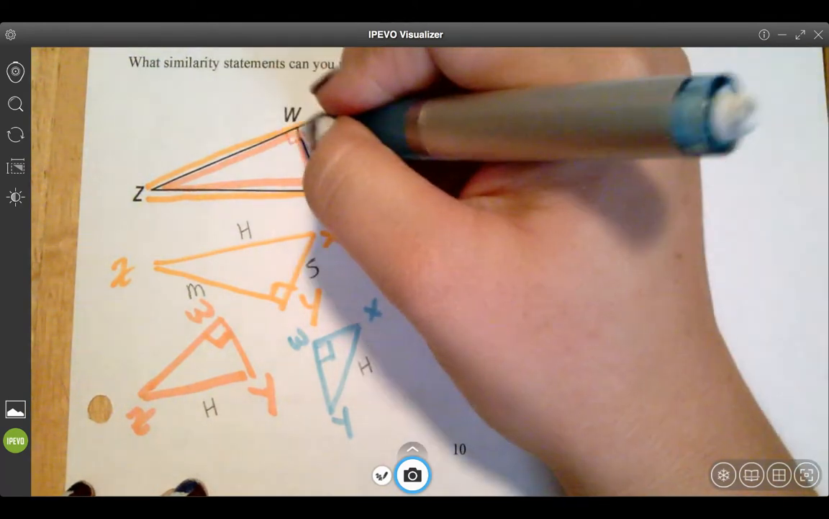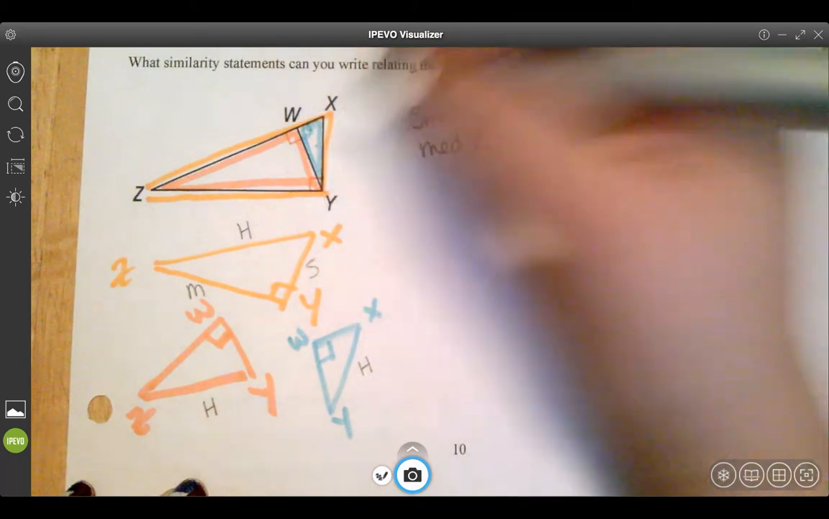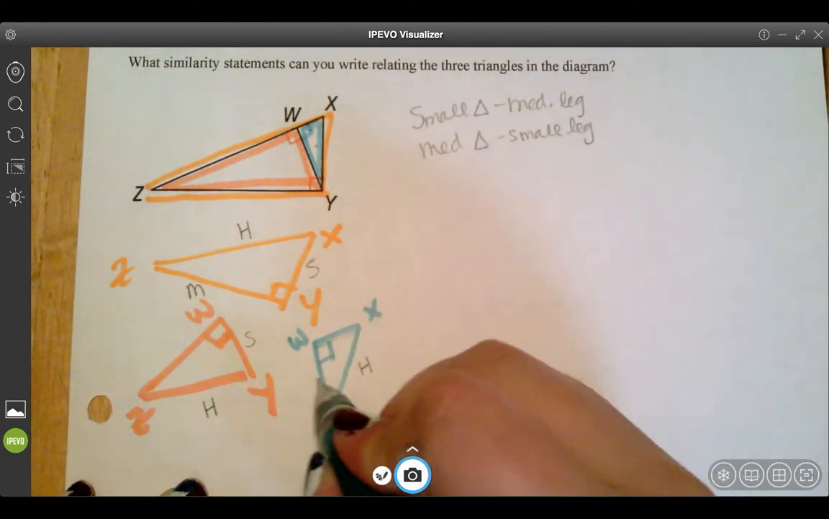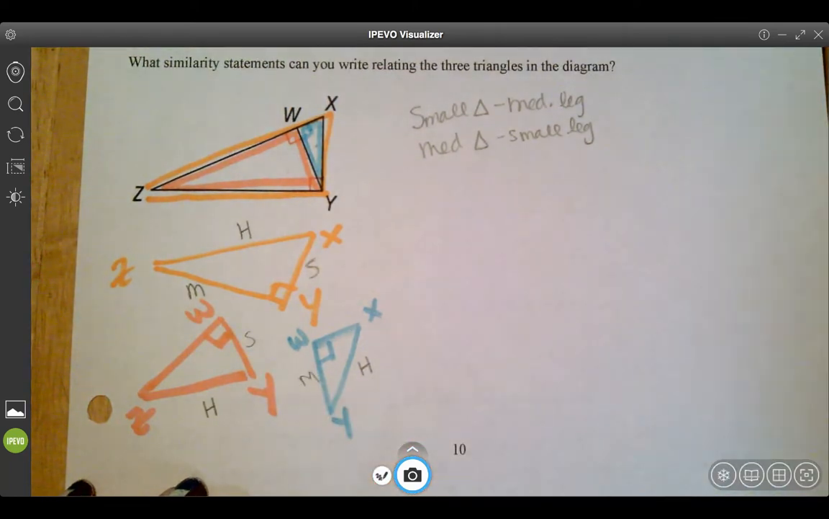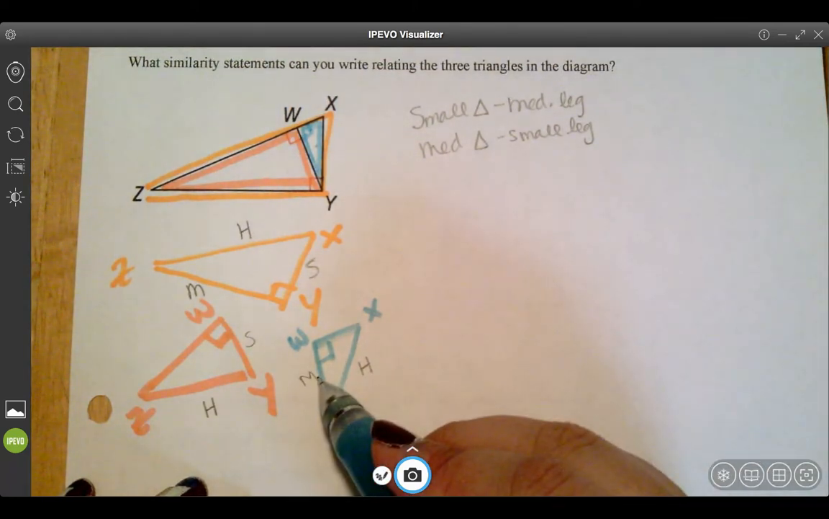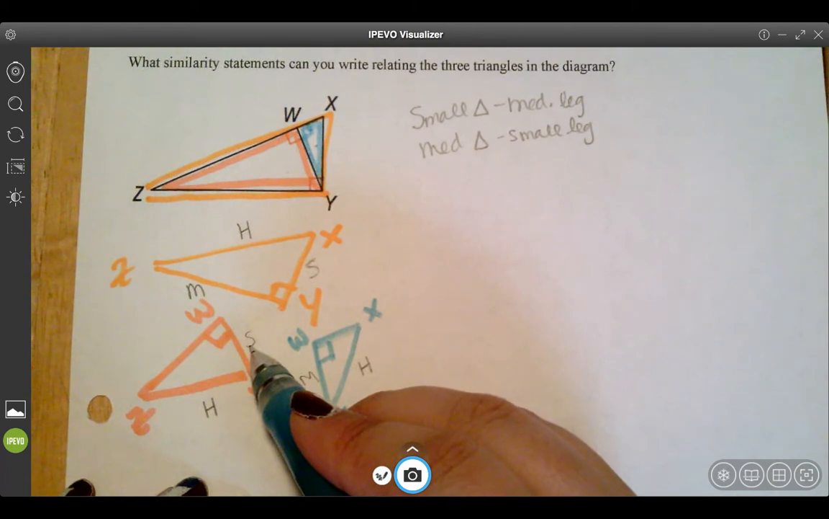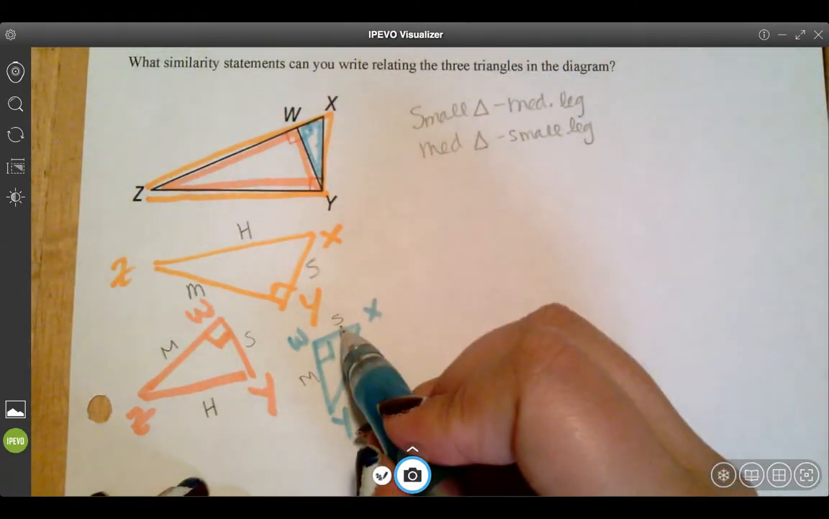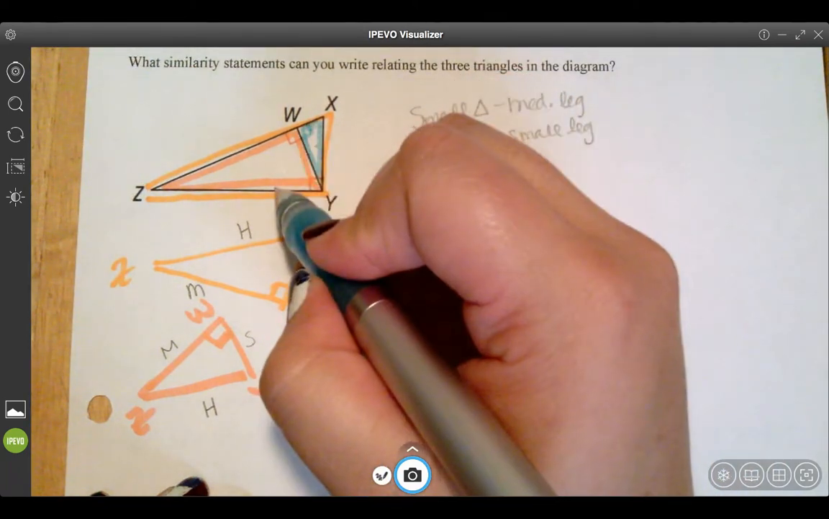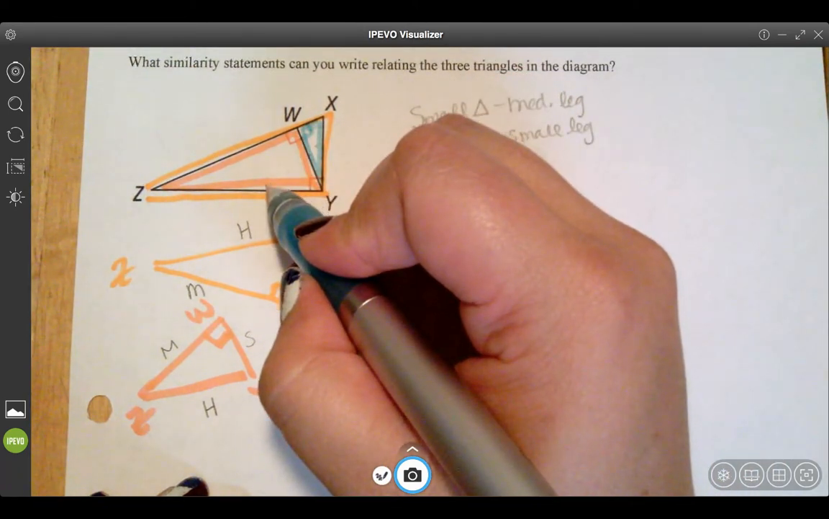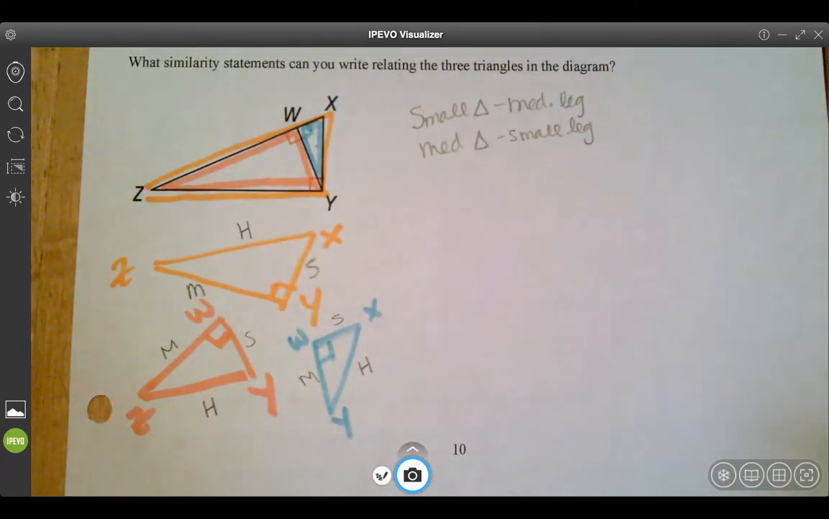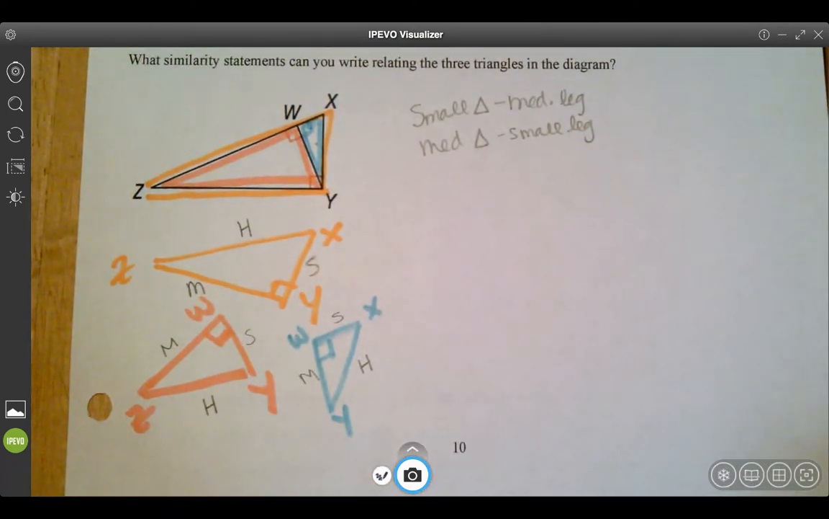So that leg that these two triangles share, one will be labeled on this one, the small leg, the other will be the medium leg. Small triangle, medium leg, medium triangle, small leg. And then the last one is the opposite. So small triangle, small leg, medium triangle, medium leg. It's this one. Okay, it's going to take practice to get these triangles down.